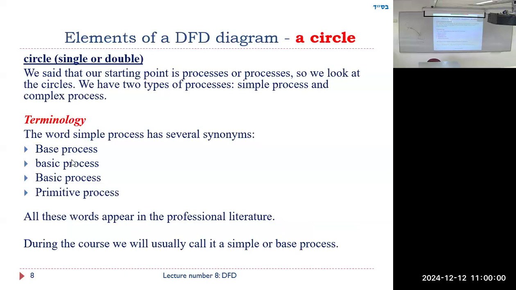So we said the single circle could be called a base process, a basic process. In Hebrew, this is the translation. I didn't notice I wrote the same thing twice here. A primitive process. It can also be called an elementary process. I call it a basic process. Primitive is also a good name because it's like a primitive data type. Integer is primitive. All these words appear in professional literature. During the course, we will usually call it a simple or base process. They don't even write simple here, or base process. Okay, I gotta fix that.